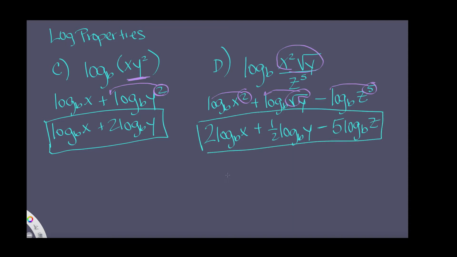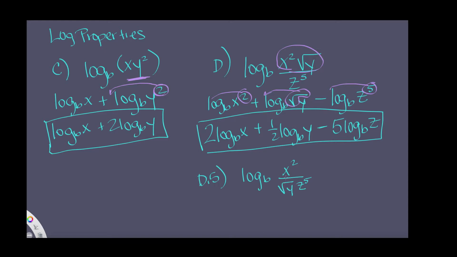Just one thing to point out, and this is not one of the examples, I'll just kind of create an additional example, like a D.5 example. Let's say we had like log base b, and we changed this up a bit. We had x squared over the square root of y z to the 5th. Those are separate. The square root is not over the z to the 5th.